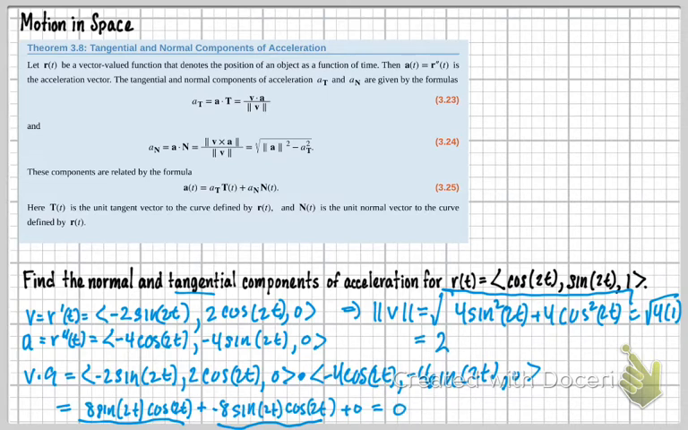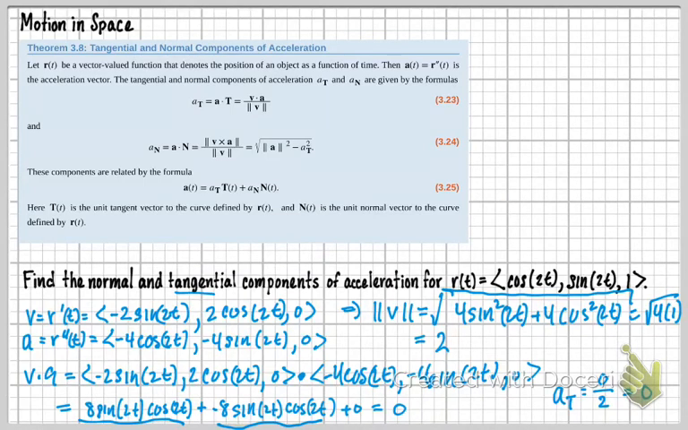So when I think of AT then, AT is just going to be that dot product on top, which is 0 over 2. And the 2 I got from the magnitude of V, and that actually gives me 0. So the tangential component of acceleration for RT is actually 0. So now we're going to need a lot more room, and we'll do this on the next page for the AN, or the normal component of acceleration.